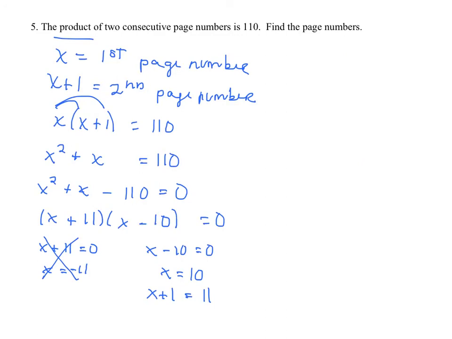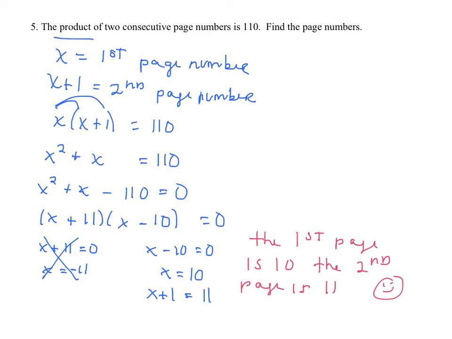Now we're going to write out our little solution here. The first page is 10. The second page is 11. Yay! And then we put like a little smiley face here because we're sophisticated, because we wrote out a sentence associated with the problem.